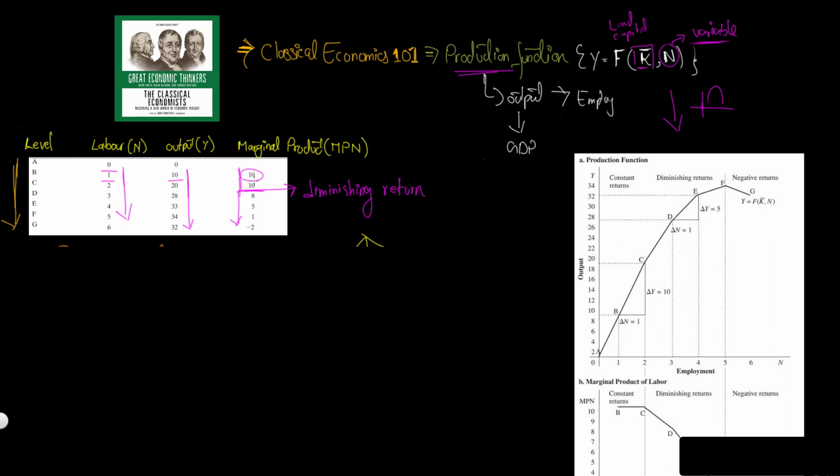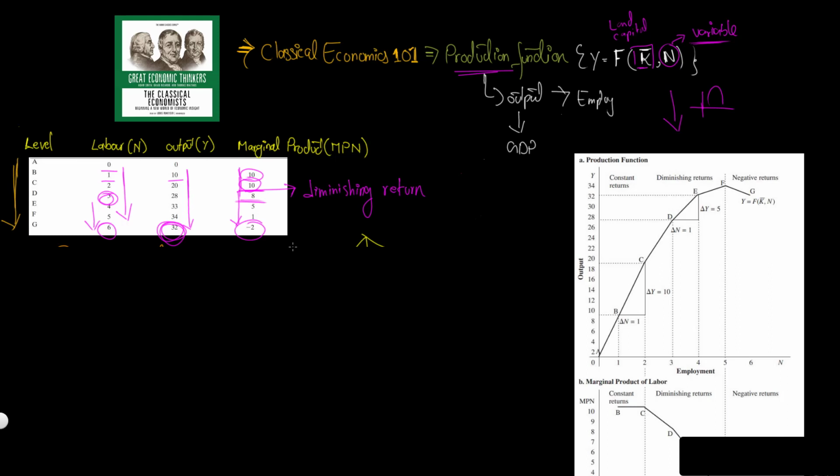Initially, as we hire more labor from 0 to 1, our output is increasing by 10, then our output is increasing by 10 again, but then as we hire the third labor, our output is only increasing by 8 units, meaning this is the point where we are seeing diminishing return. As we hire more labor beyond 3, our marginal product is going to decrease. In fact, if we hire 6 labor, our marginal product is negative, meaning now we are producing less total units than if we hired, let's say, 5 labor.